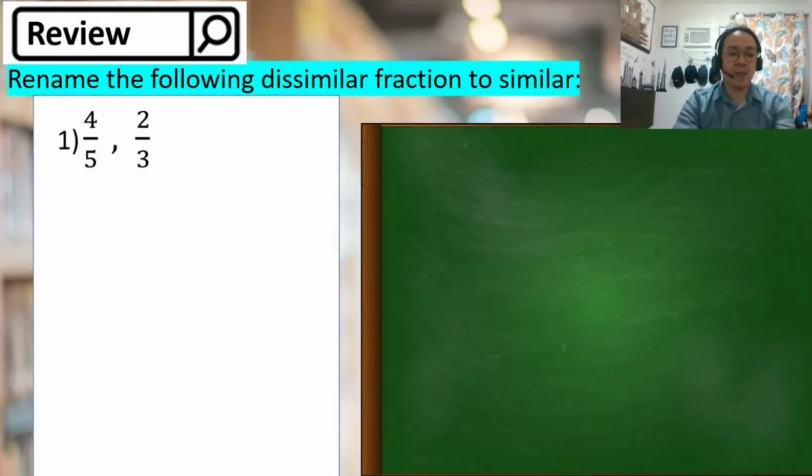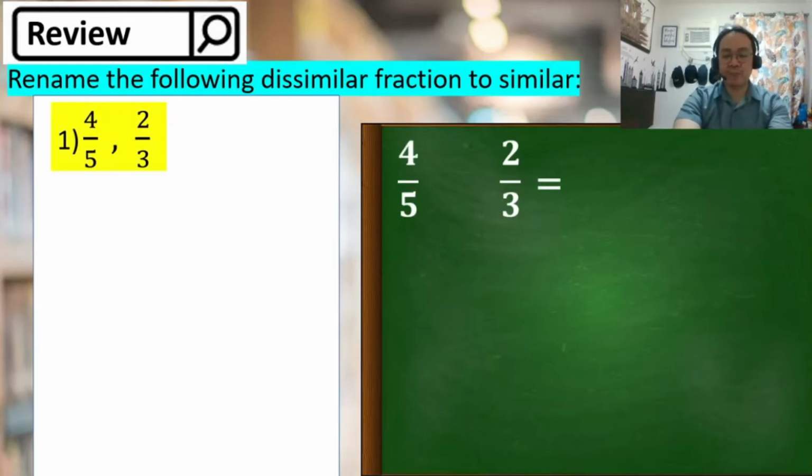When we say dissimilar fractions, these are fractions having different denominators, like this. Magkaiba ang denominator. Tandaan ha, dissimilar fractions are fractions na magkaiba ang denominator o yung number na nasa ibaba. Ngayon, paano ba tayo mag-change nito sa similar fraction? So, let's say for example, 4/5 and 2/3, change to similar fraction.